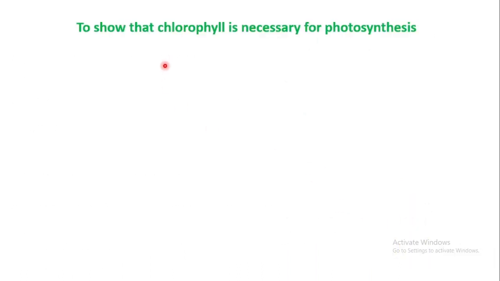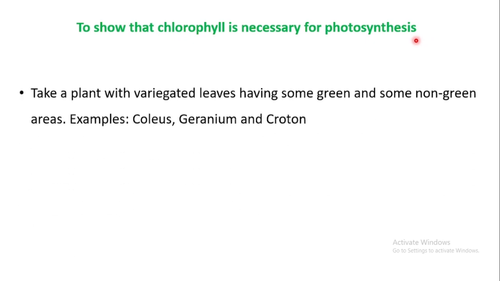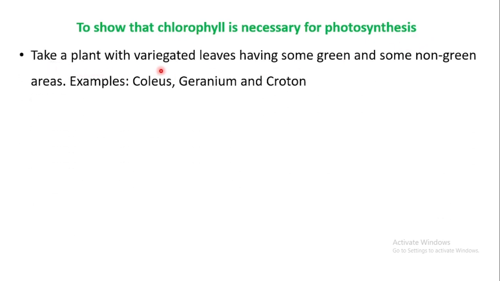Now the next experiment is to show that chlorophyll is necessary for photosynthesis. In this, we take a plant with variegated leaves, having some green and some non-green areas. So what is a variegated leaf? It is a leaf which is not fully green, which has some other colors as well.